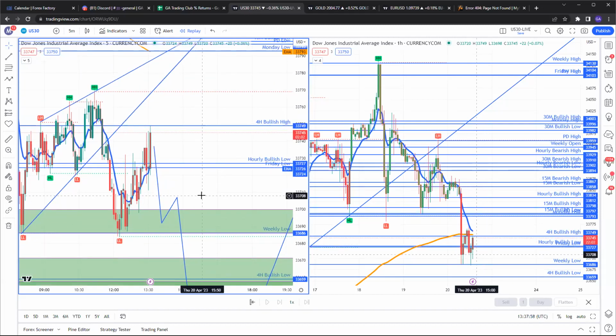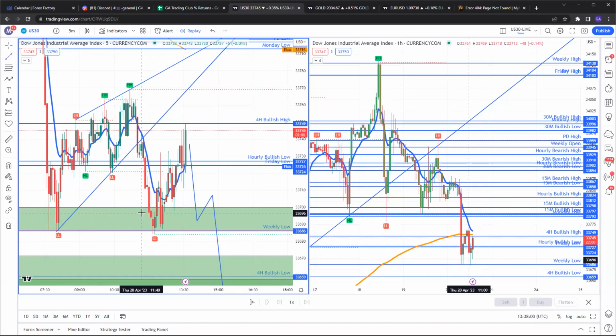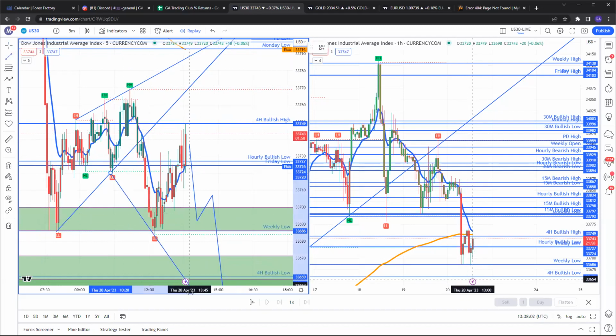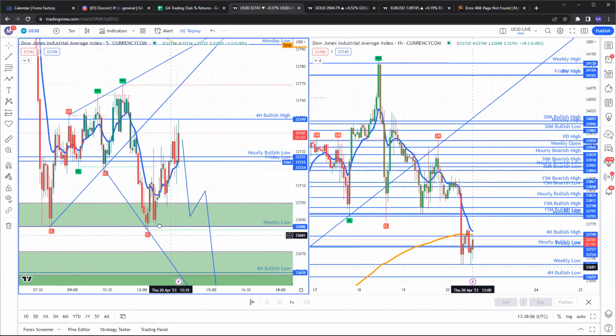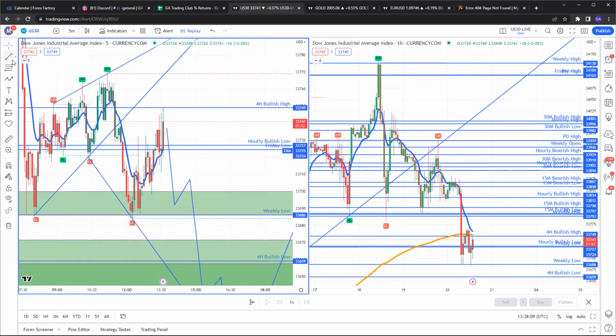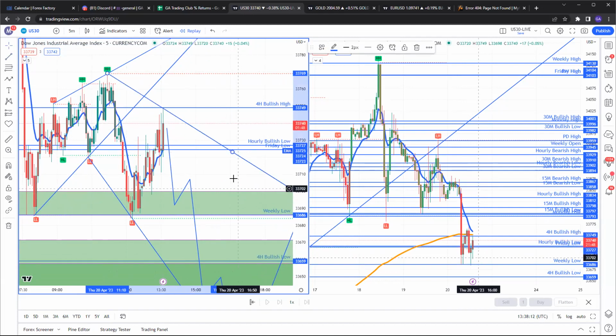Okay, so I'm also looking at this trend line to the downside. Right there, this is a hanging trend line, because that's not yet established.